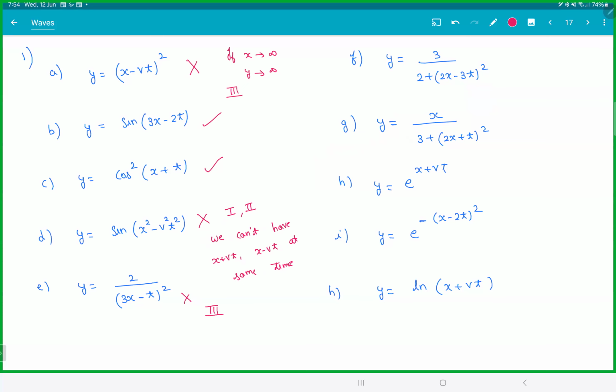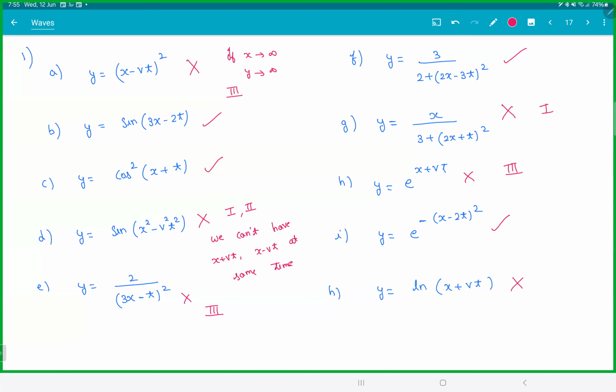If 3x is equal to t, it blows off to infinity. This is right, because this value is 0, right? 3 by 2, that is still a finite function. This is gone. Doesn't satisfy the first condition. There's an x sitting here alone. This is also gone. Unbounded function. It goes to infinity. This is again right. E power minus x square, this value is always less than 1. This is gone. Ln 0 is undefined.